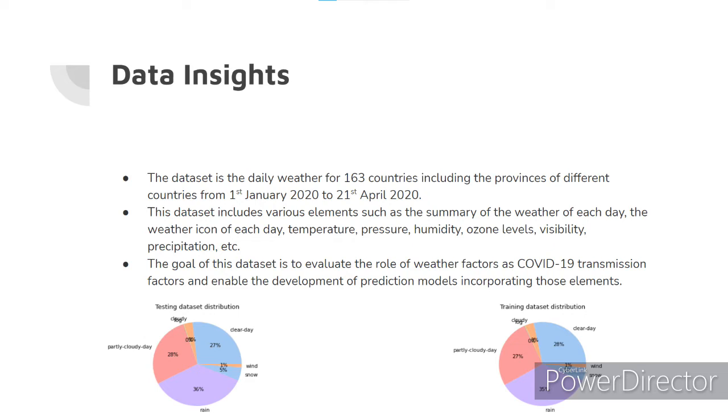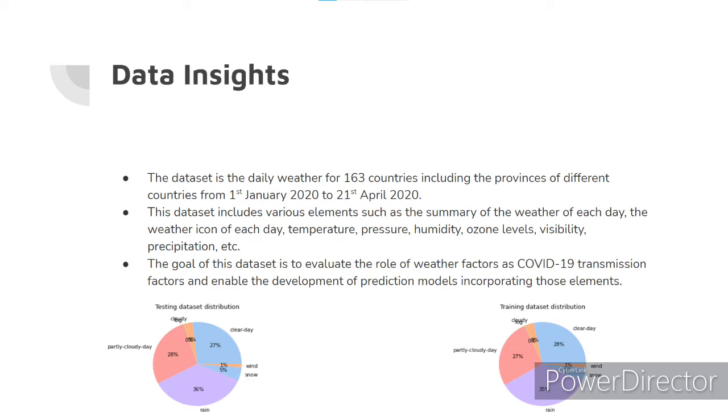So the goal of this dataset for us was to evaluate the role of weather factors as COVID-19 transmission factors and enable the development of prediction models incorporating those elements. To have a better understanding of this data, we have split the data into a training set and a test set with a distribution of 70% training and 30% test.